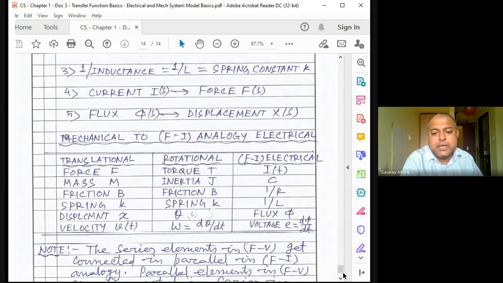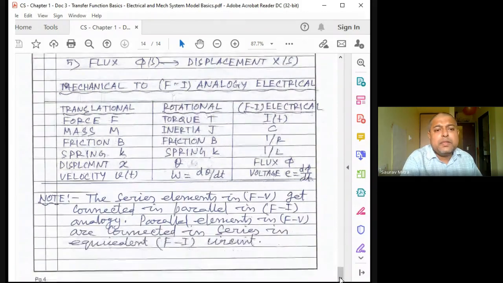So whatever chart I show here now, mechanical to Fi analogy. So that is first and third column, you can check. Middle column is for rotational energy, you are not supposed to check that. So first and third column: F is equal to I(t), input quantity, mass is C, friction B is 1 by R, conductance, spring K is equal to 1 by L, that is 1 upon inductance, x is nothing but displacement, here it is flux phi, and velocity v(t), here it is d phi by dt.